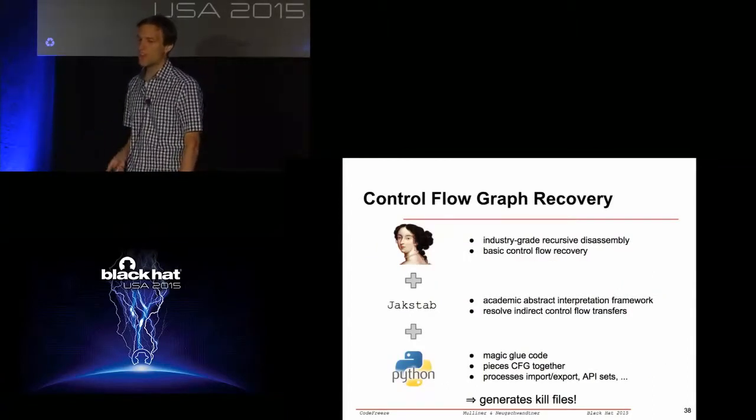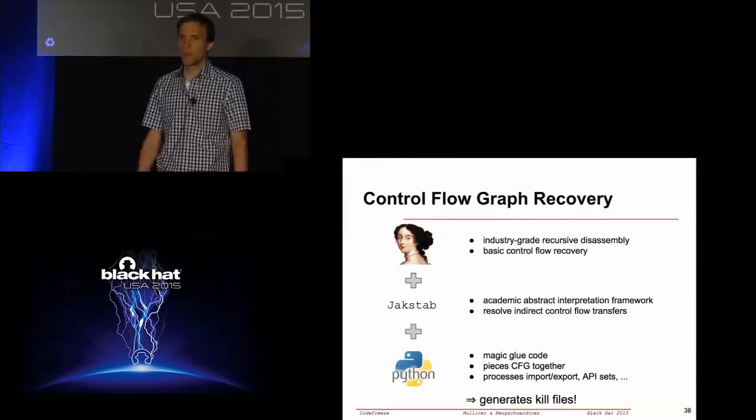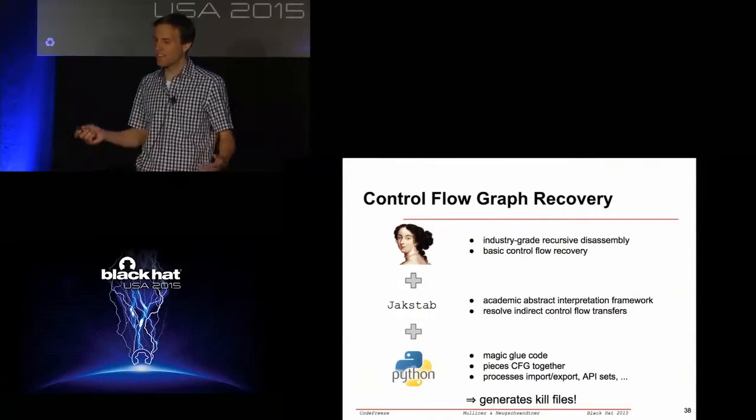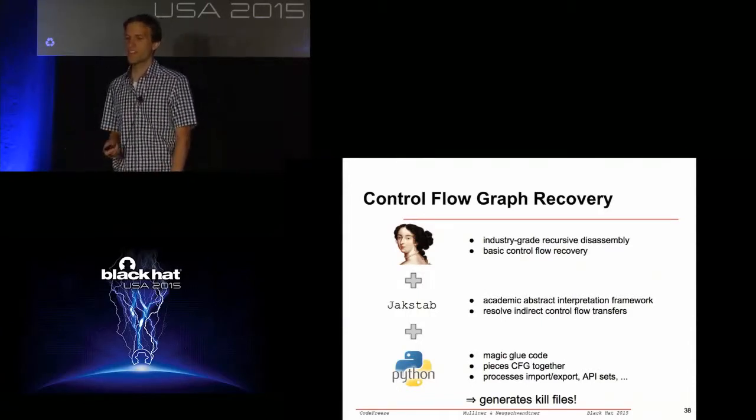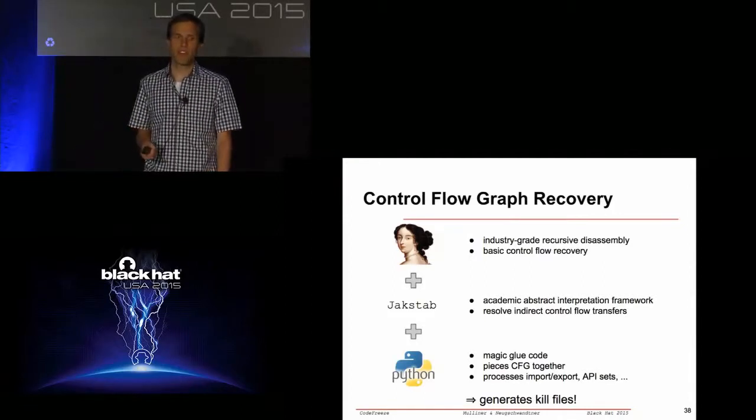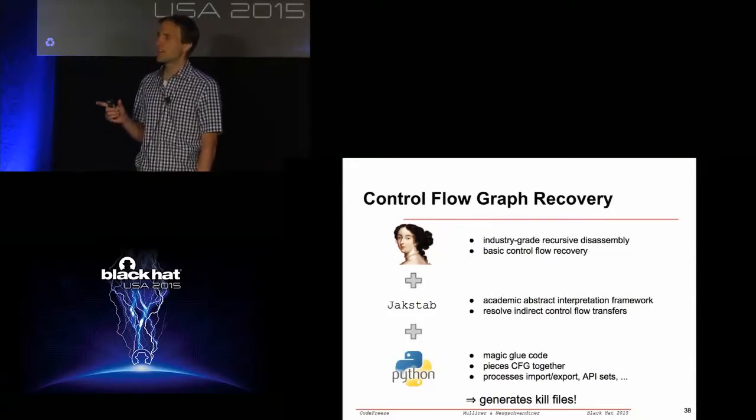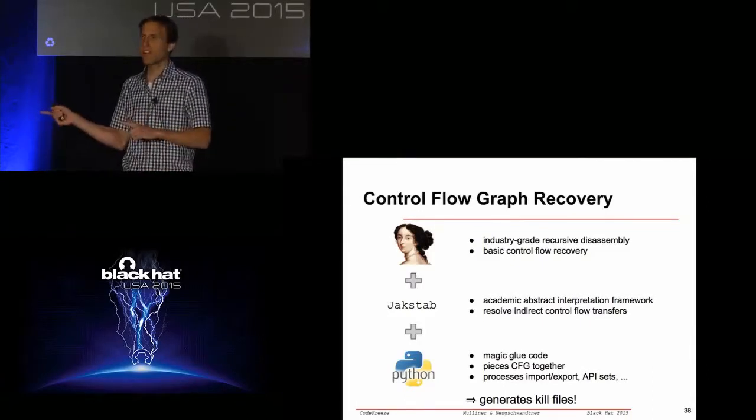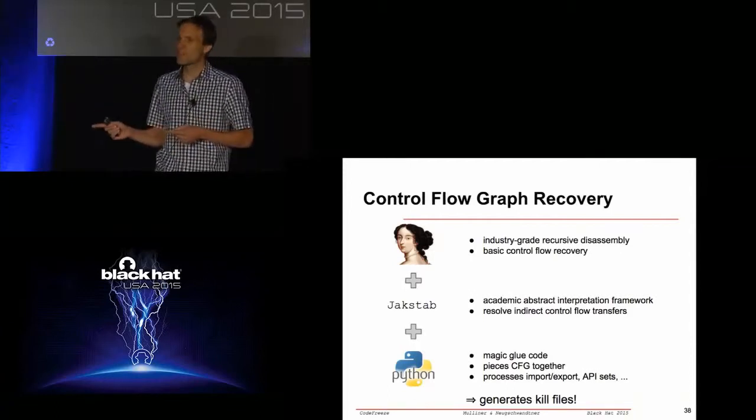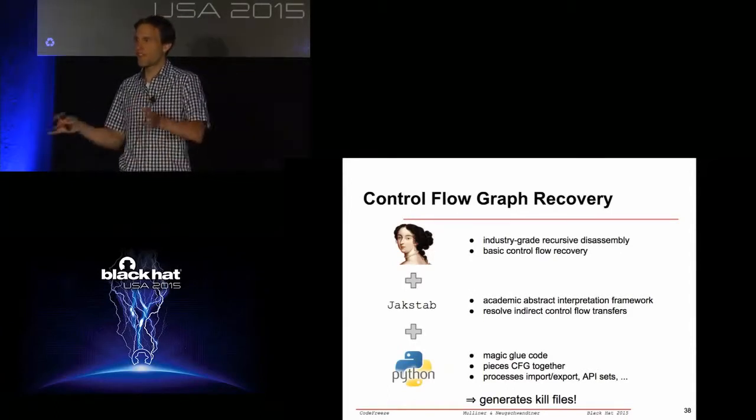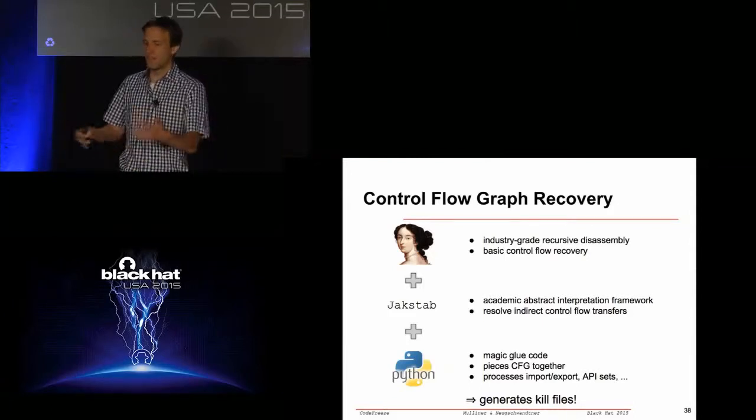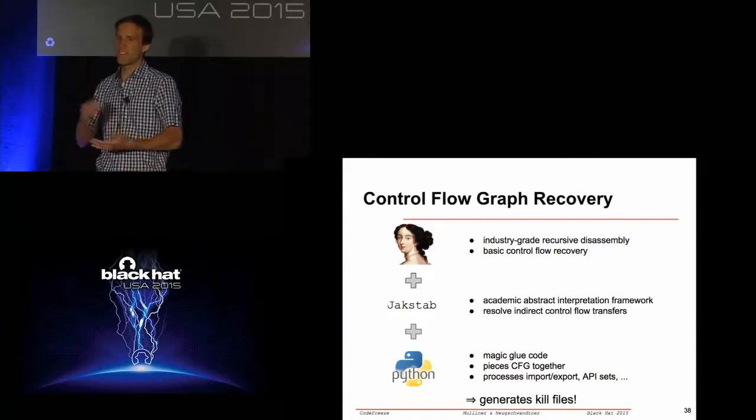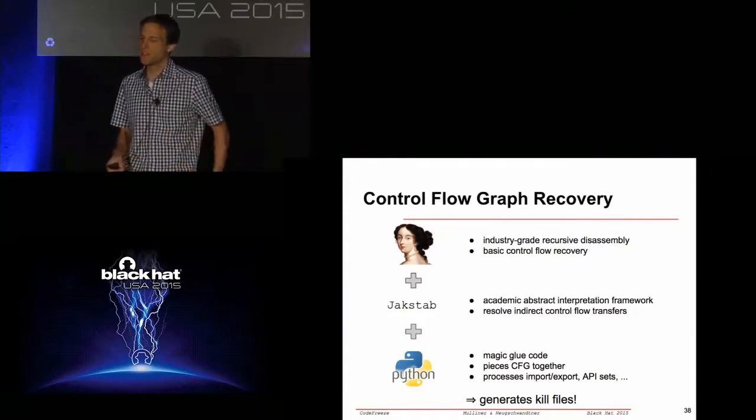So our whole setup for control flow graph recovery is, we set out with IDA, of course, what else? It's basically state-of-the-art, industry-grade recursive disassembly, and also already does some basic control flow recovery. Then we use Checkstep. Checkstep is an academic abstract interpretation framework, but it's really usable. If you do program analysis, you need a data flow or abstract interpretation framework. Check it out. It's a Java program, and you can really use it. It's not like one of those academic prototypes that are difficult to use. It gives you back a listing of the assembly with the targets resolved if it manages to.